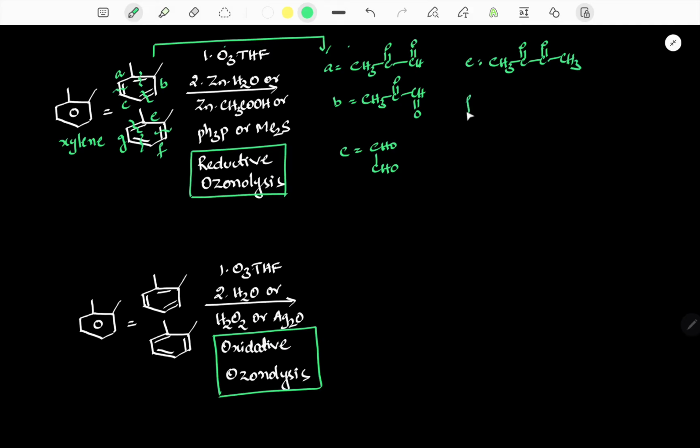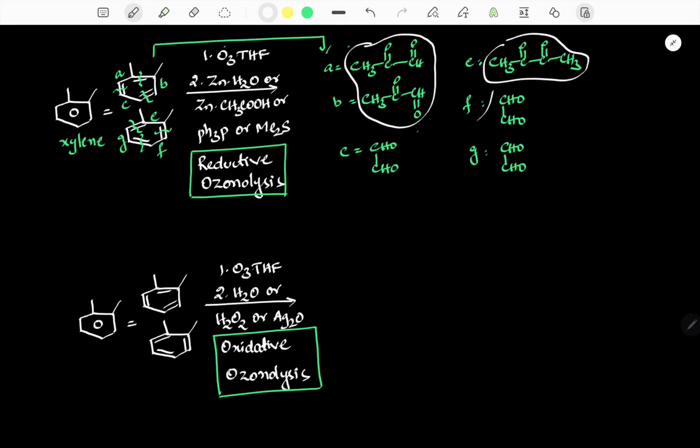Structure of F is CHO-CHO, structure of G is CHO-CHO. So whenever a resonance molecule is involved, we have to consider the resonance structures of the corresponding benzene also. Now in this case, if we observe, these two compounds are similar, this is a single compound, and this is three compounds. So 3 moles we are getting here, 2 moles here, 1 mole here. So we are getting these types of compounds in a 3:2:1 ratio.